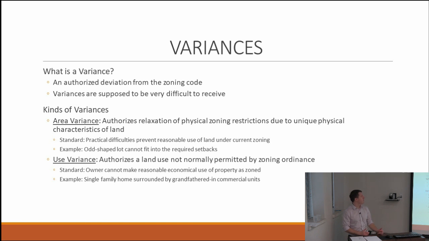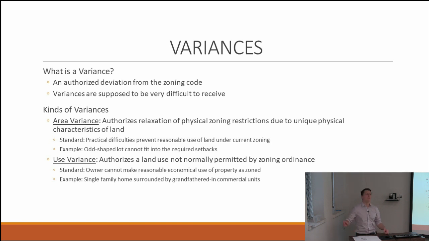There are two kinds of variances. There are area variances and use variances. The area variance authorizes a relaxation of physical zoning restrictions due to the unique physical characteristics of that property itself. When you ask for one of these, you have to meet a certain standard which says that practical difficulties prevent your reasonable use of the land under its current zoning.